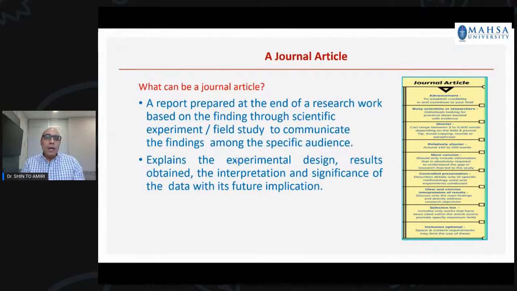What we are going to do in that journal article is explain what we have done during the experimental studies. Then we need to key in the results obtained during those experimental studies or any other type of study, then interpret the data and its significance with the future implications. Another thing I need to add is that you need to make sure that what you have done is totally new and has never been done before, right?